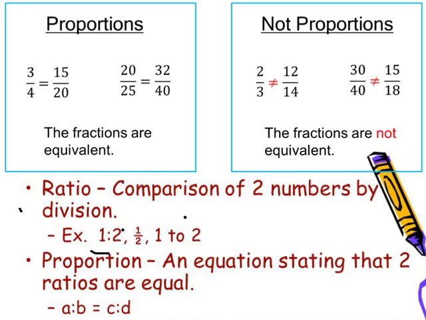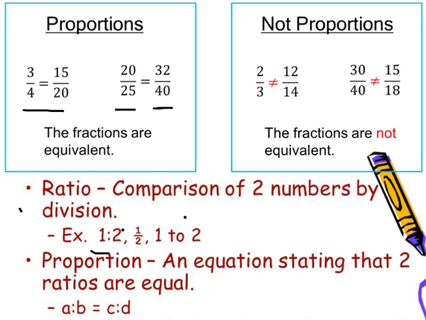Alright, so let's look at some examples. 3/4 is the same as 15/20. We know those are equivalent fractions, but now we can also think of those as proportions. 20/25 is equal to 32/40. Those are proportional to each other.